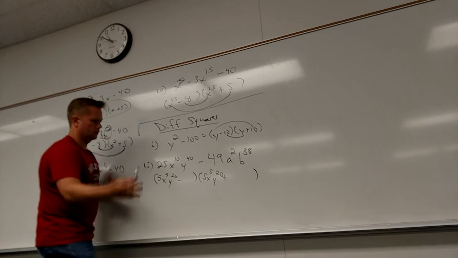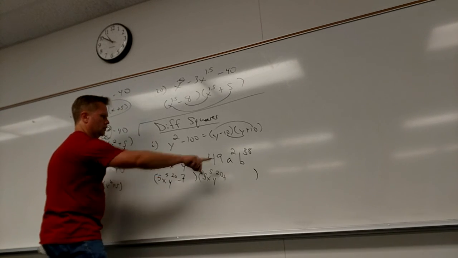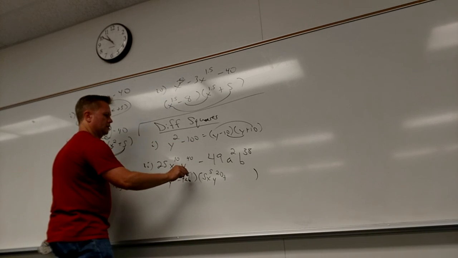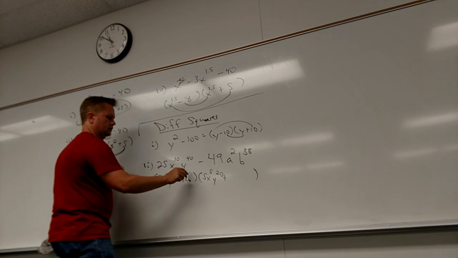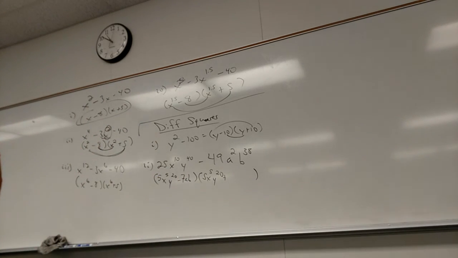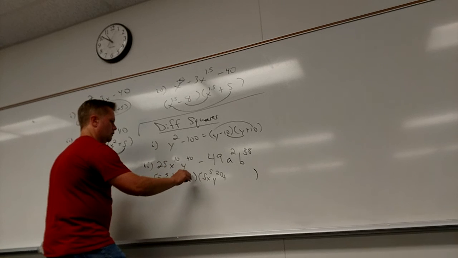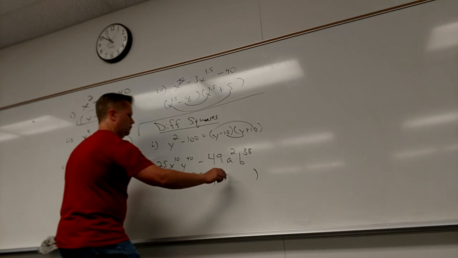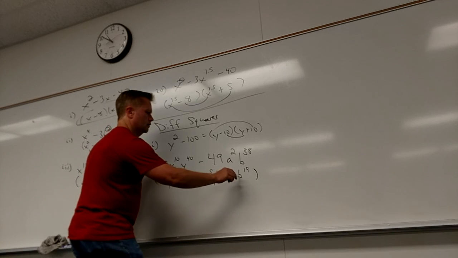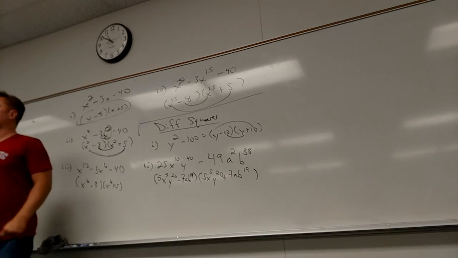49 is 7. A. B to the half of 38. Half of 40 is 20, so half of 38 is 19. Okay. Plus 7A, B to the 19. Same idea. Did I have more to write?